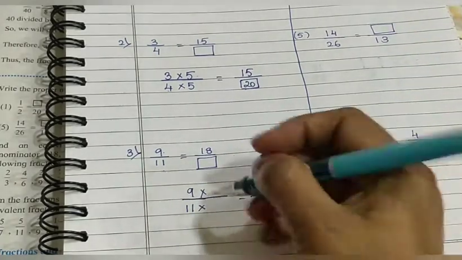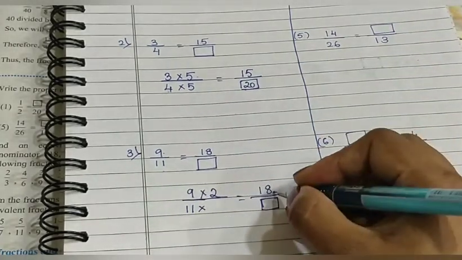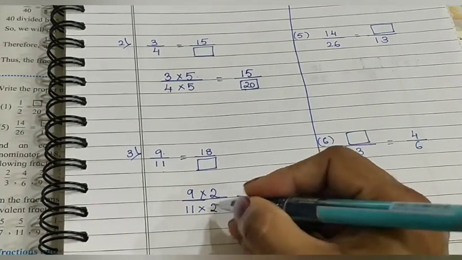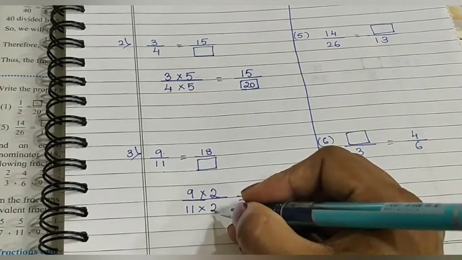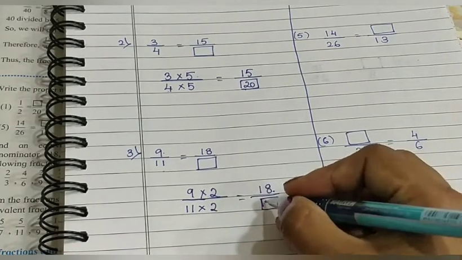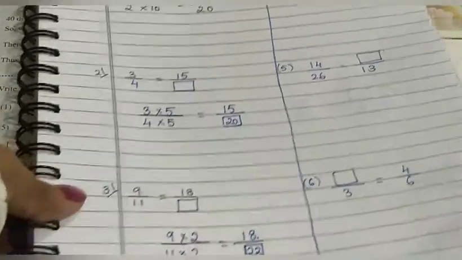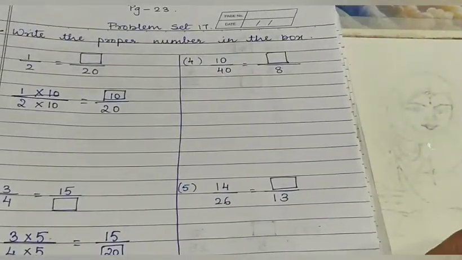9 1s are 9, 9 2s are 18. Same, you will multiply with the same number. 11 2s are 22. Right, children? Easy? Now let us solve the fourth sum.